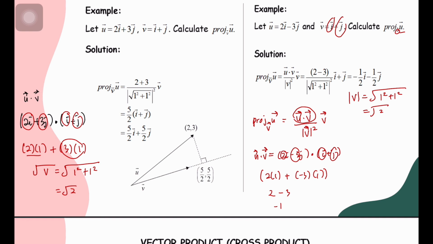So to find the projection of vector u on v, the formula is the dot product of u and v, which is negative 1, divided by the magnitude of v to the power of 2. So we have square root of 2 to the power of 2, and v itself is i plus j. The square root will be eliminated, so we are only left with negative 1 over 2 times i plus j. Therefore, you have the final answer: projection of vector u on v is equal to negative 1 over 2 i minus 1 over 2 j. Okay, so this is how to find the projection of vector u on v.